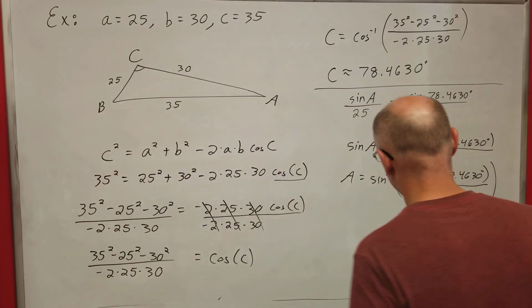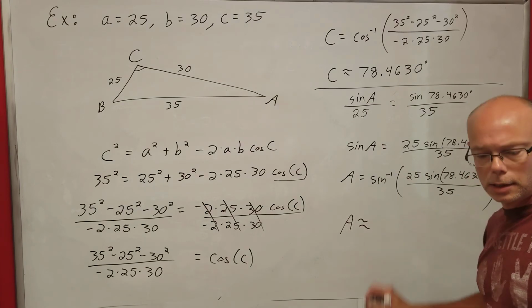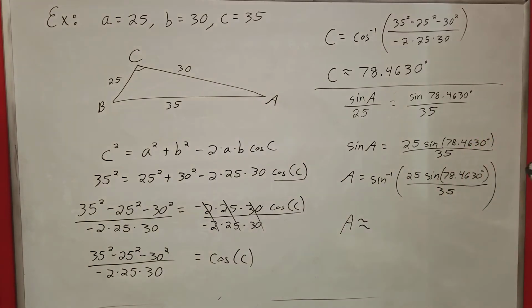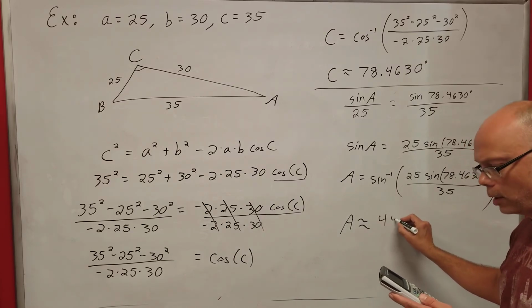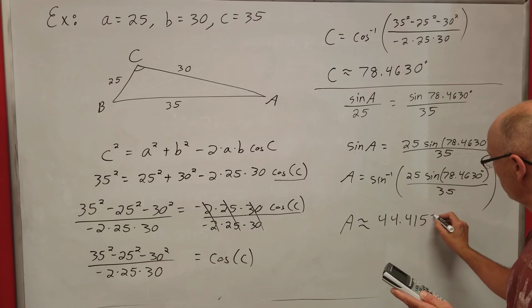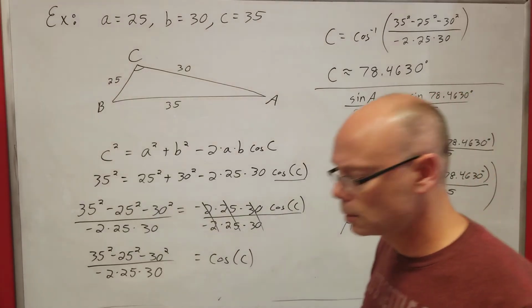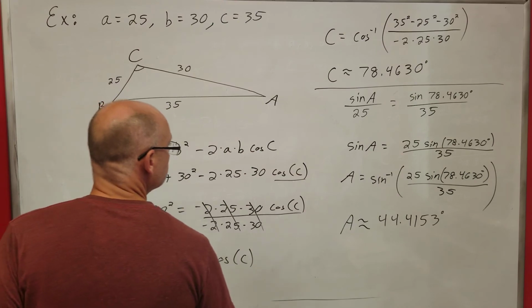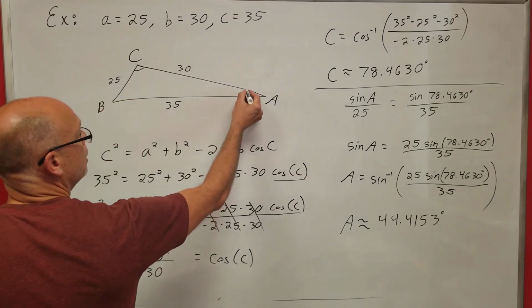And if I put that in a calculator, I get something like, I don't know because I did it the other way first on my paper. So let me see, just bear with me here. Sine of 25 sine 78.463 divided by 35 we said? I get something like A is approximately 44.4153 degrees. Okay? All right, so I found angle A.